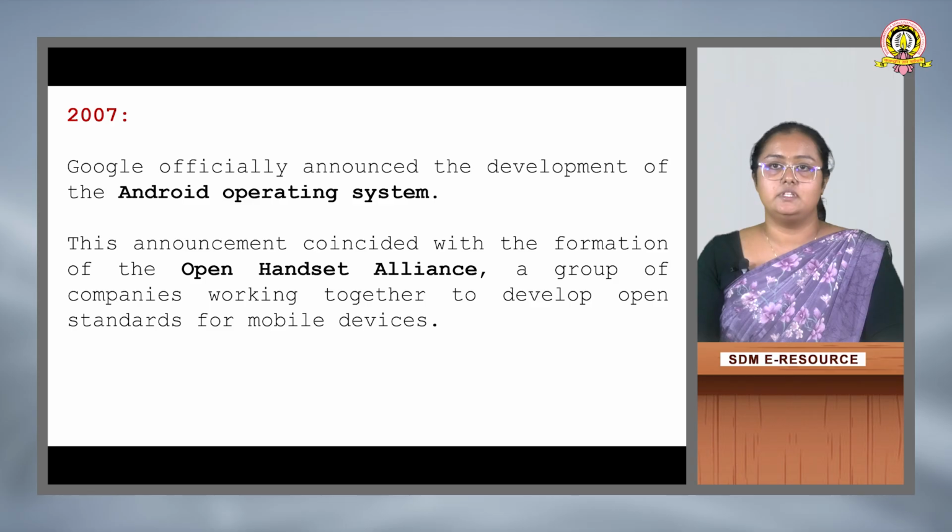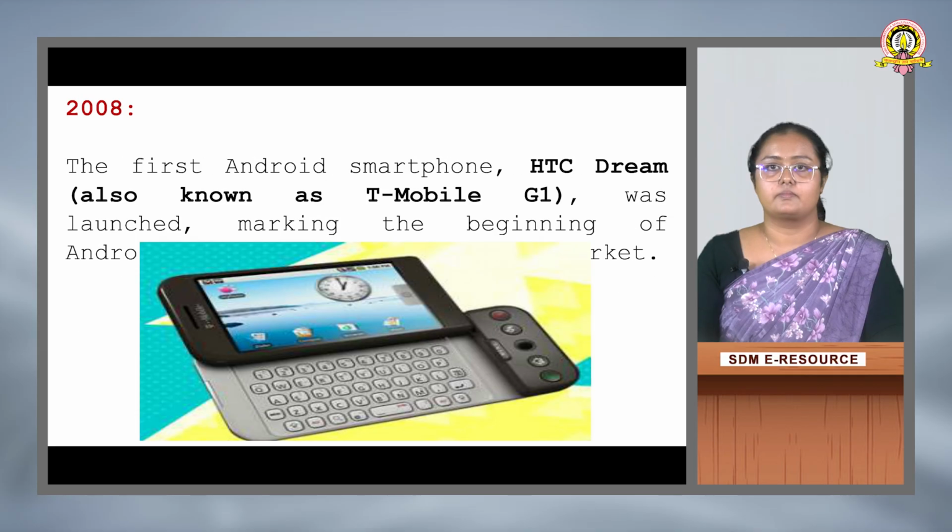In 2007, Google officially announced the development of the Android operating system. This announcement coincided with the formation of the Open Handset Alliance, a group of companies working together to develop open standards for mobile devices. In 2008, the first Android smartphone, HTC Dream, also known as T-Mobile G1, was launched, marking the beginning of Android's journey in the consumer market.